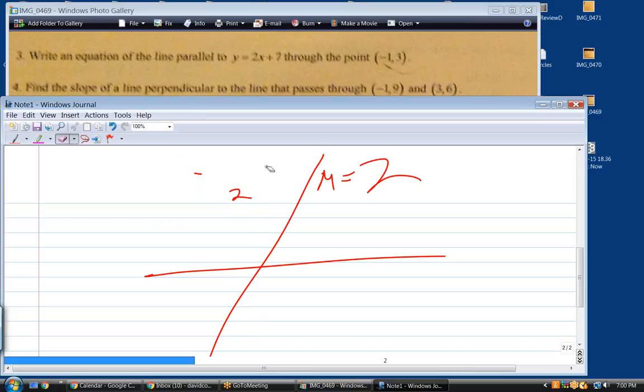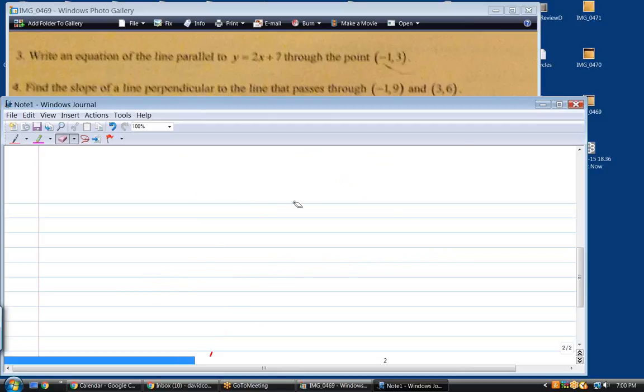Okay, so in this problem, they want merely the slope of the line perpendicular to the line that goes through these 2 points. So let's figure out the slope of this line, and then we'll take the negative reciprocal of it and we'll have the answer. We don't need to come up with an equation of the line. This is strictly about slopes. So what's the slope of that line?